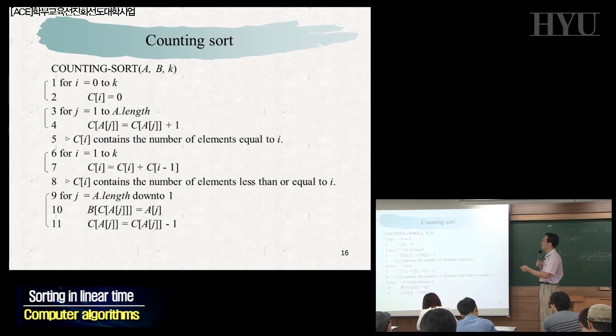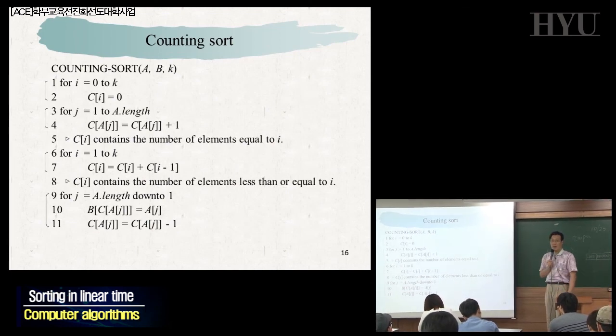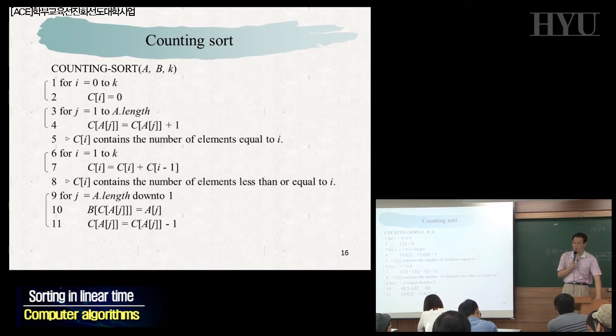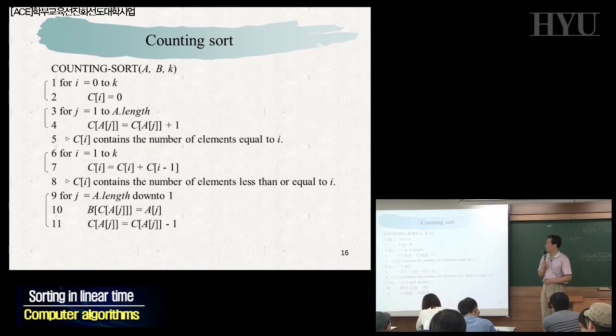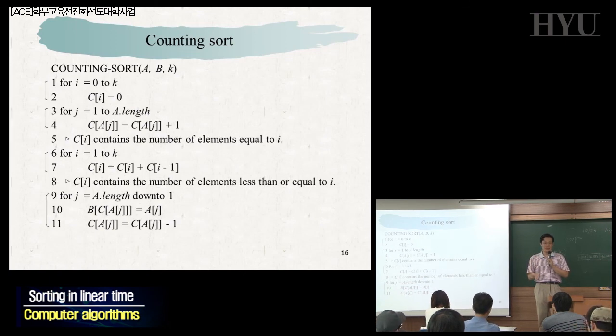Okay. I explained the counting sort using an example. And let's understand it perfectly using this pseudocode. So let's read this pseudocode step by step and try to understand the meaning with the help of the examples.